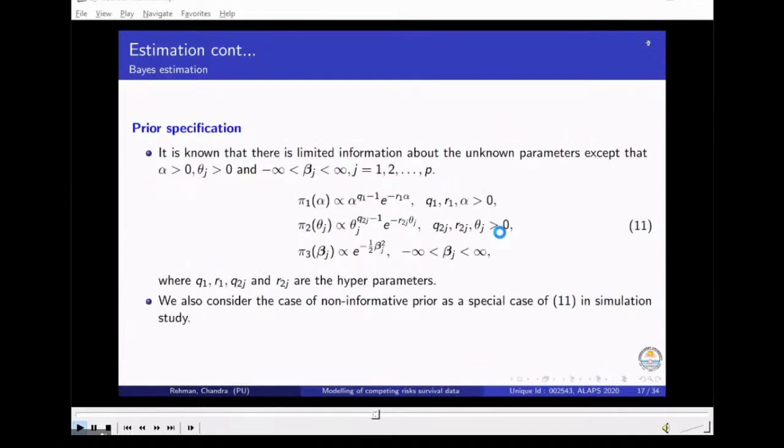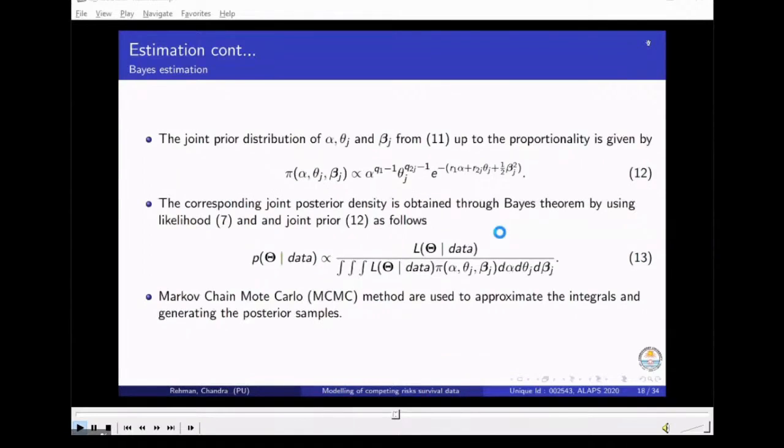Bayes estimation. In the Bayes estimate, we assumed a gamma prior for the baseline parameters and a standard normal non-informative prior for the regression parameters, where Q1, R1, Q2J and R2J are the hyperparameters. We also consider the case of non-informative prior as a special case of equation 11 in a simulation study. The joint prior distribution of the parameters is given by equation 12.